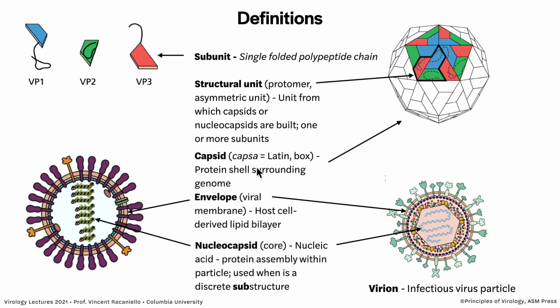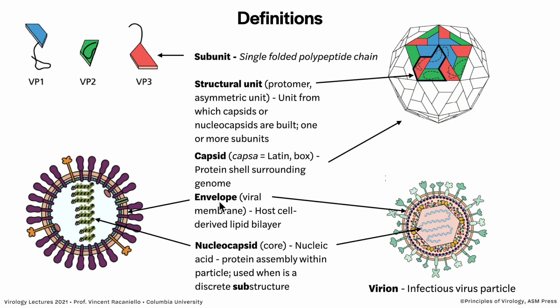And then we have the capsid, which is from Latin meaning box. It is the protein shell surrounding the genome. Many viruses have capsids like this one. SARS-CoV-2 does not. It's an enveloped virus. It has a nucleocapsid, which we'll define in a moment. But many viruses are just naked protein shells, such as this one.